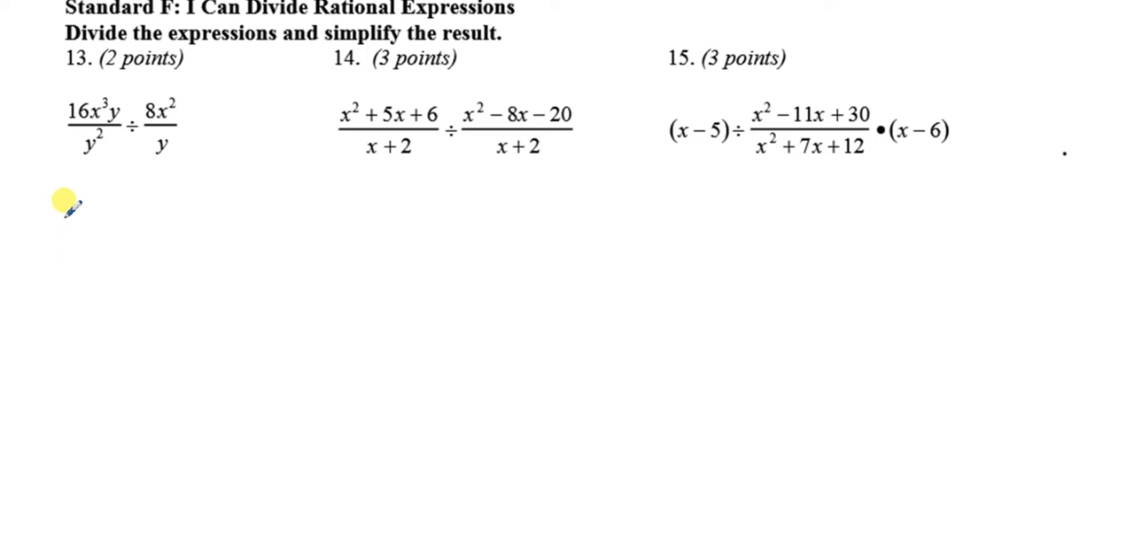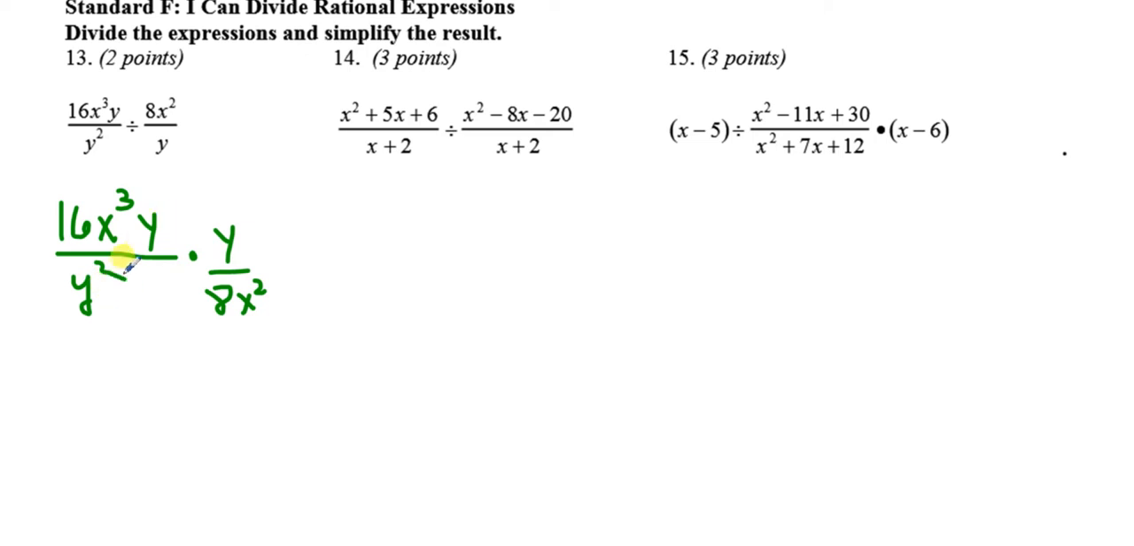Okay, dividing works pretty much the same. It's just that you have to flip the second term. So we have 16x to the third y all over y to the second, and then for that same thing I'll multiply instead of divide, and then the y goes on the top, and then 8x squared on the bottom. I'll pick a different color, and we'll go blue.